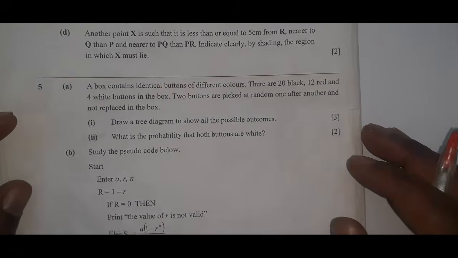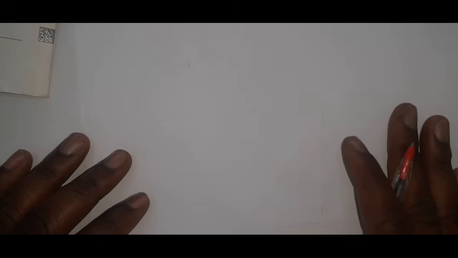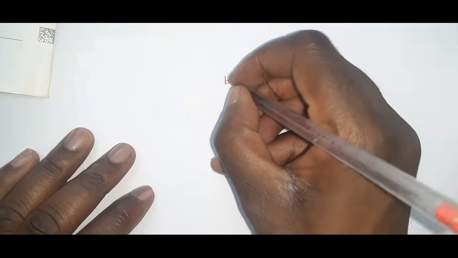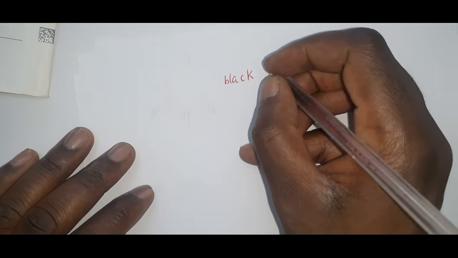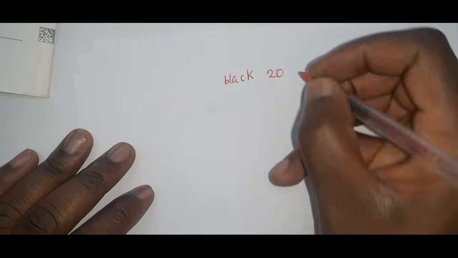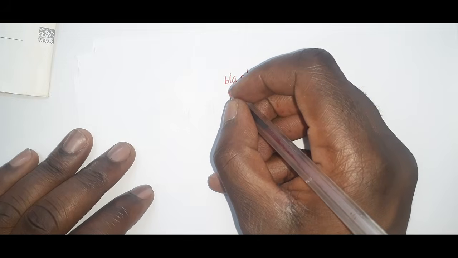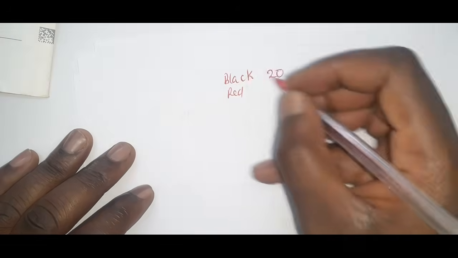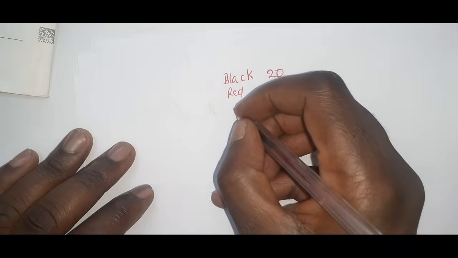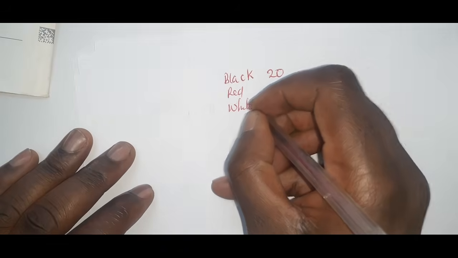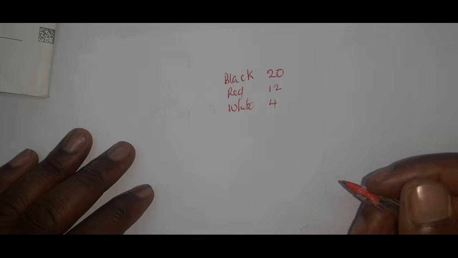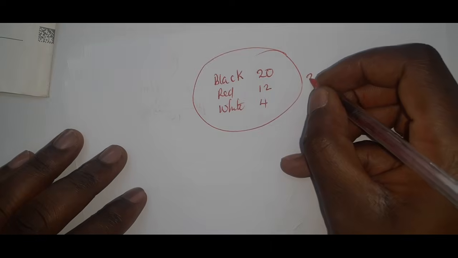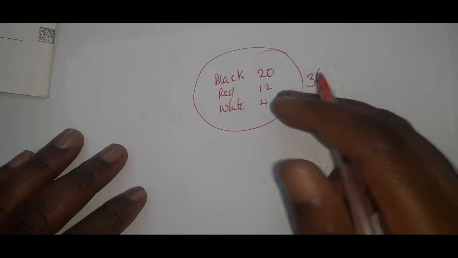So when you read our question, we have 3 colors. Black, there are 20. Then red, there are 12. Then white, there are 4. Okay? So what is the total number? The total number is 36. So whatever we are picking, we'll be picking from it.